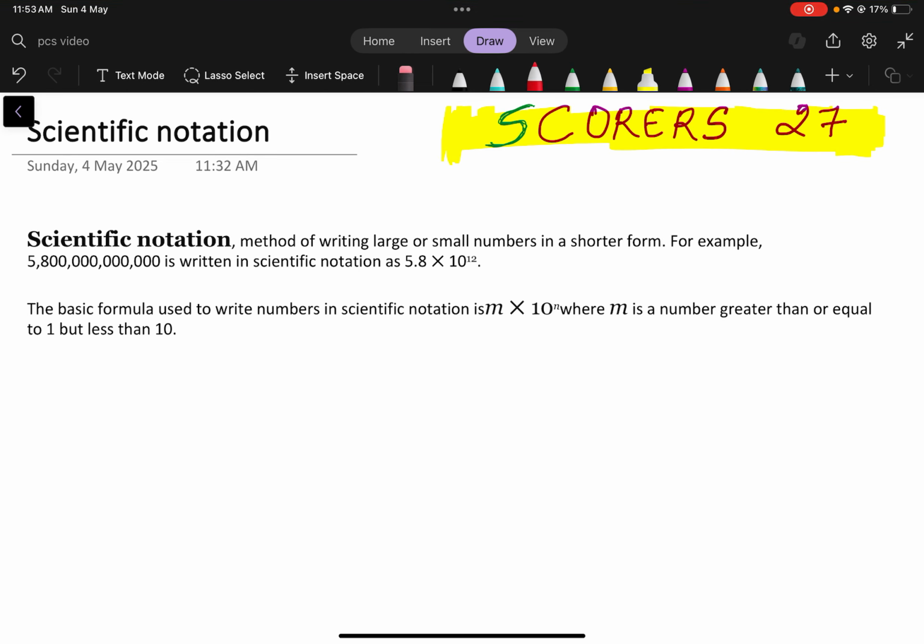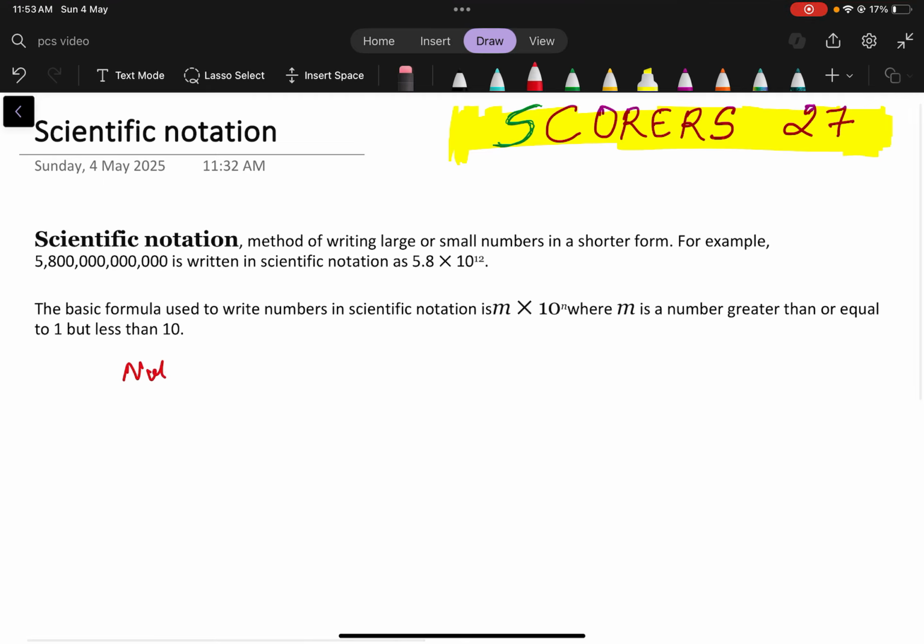Notation क्या होता है? Notation refers to a system of symbols, signs or marks used to represent certain specific concepts, values or ideas. It is a way to communicate complex information concisely and clearly, often within a specific field. It can be science, it can be maths, etc. So scientific notation over here is a method of writing.